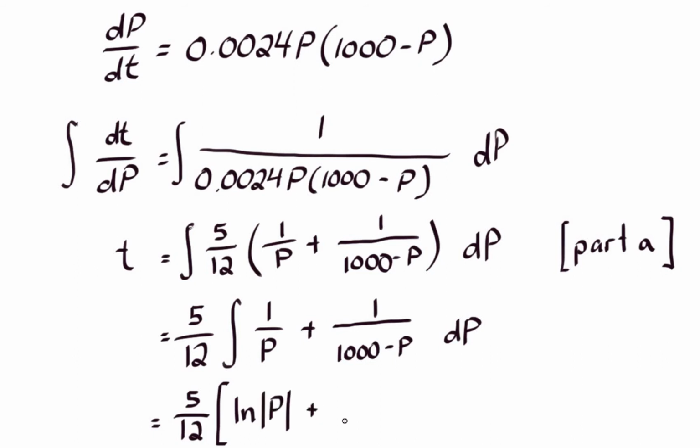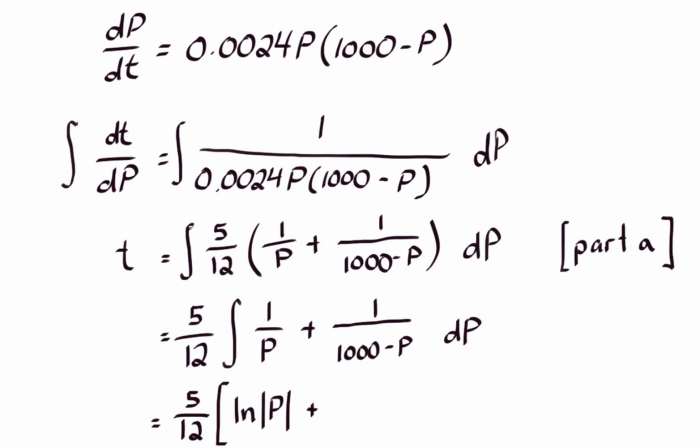Then we're going to have the natural log again. However, look at this as a chain rule. Look at the bottom here. What's the derivative of 1000 minus p? Because of this minus here, the derivative would be -1. And so we need to be really careful with this.